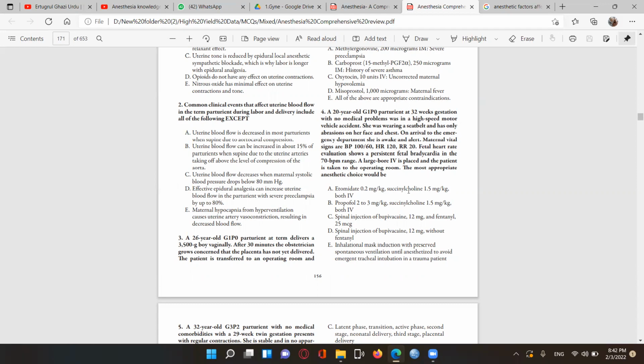Even ATLS, if you can just have a revision in your mind. What are the concerns in ATLS? What is the primary survey? What is the secondary survey which we do? Okay. And another, she was wearing a seat belt. When we were discussing trauma, we discussed about whiplash. Okay. So actually, that is how you should be practicing. Okay.